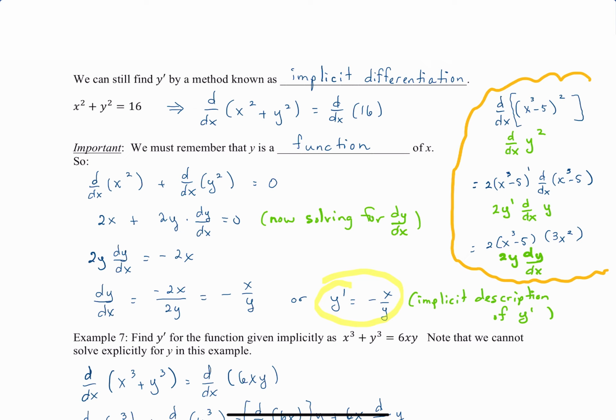And notice that in the end, we have only an implicit description of y prime. In other words, I don't have a formula for y prime that only has x's in it like we're used to. It's got both x and y.